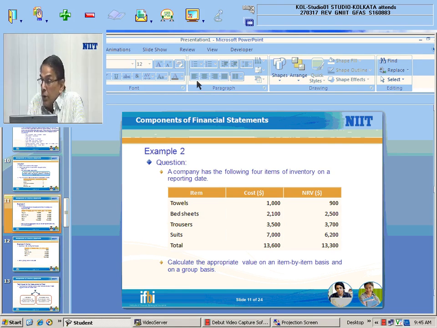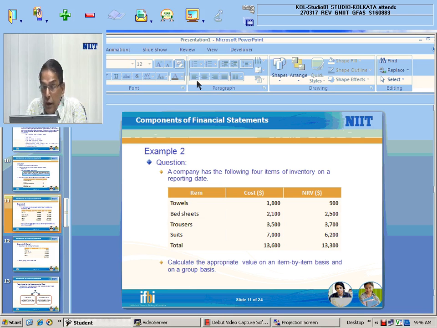Although in the books it is 13,600, but in subsequent measurement, based on that principle, conservatism concept, we will value the inventory at 12,700. So the write down involved here: the inventory is carried in the books at 13,600. Now you have to reduce the value of this asset to 12,700. So there will be a write down of 900 involved when you are doing it on item by item basis.